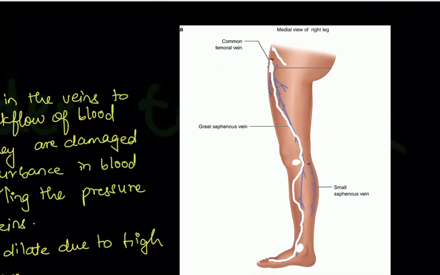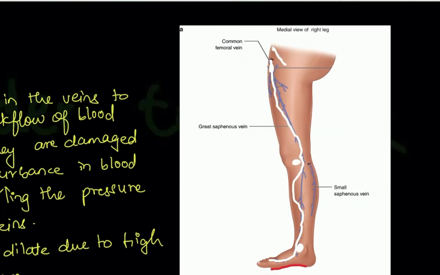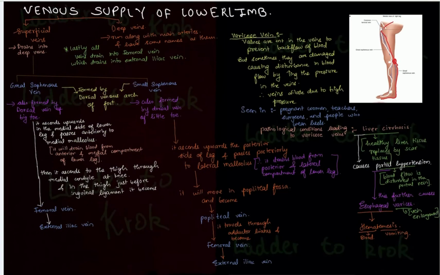Okay, you have the small saphenous vein which will go from this foot surface, from this plantar surface, and behind the lateral malleolus it will travel, draining the blood from the lateral and the posterior compartment. Here in the popliteal fossa, it will become the popliteal vein. This popliteal vein further will meet the femoral vein and drain the blood over there. Then this femoral vein will drain further the blood into the external iliac vein. Okay, so I hope this is clear.